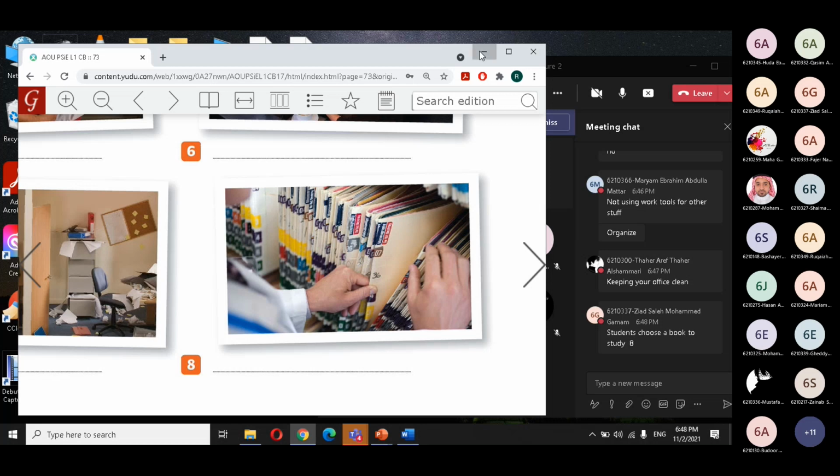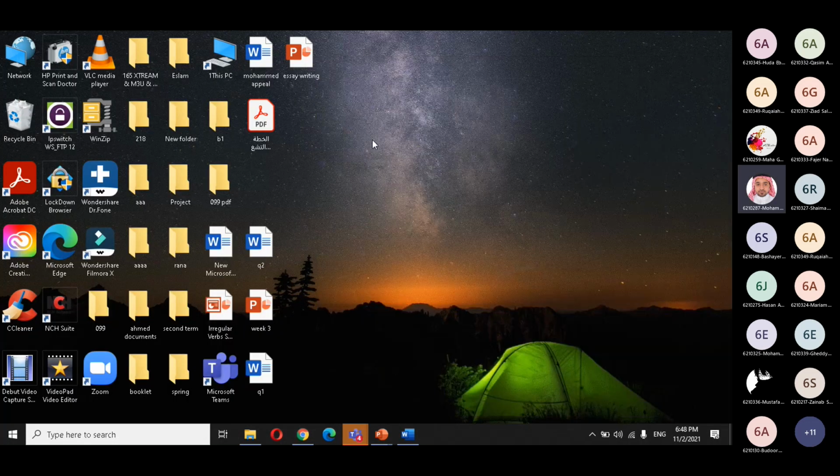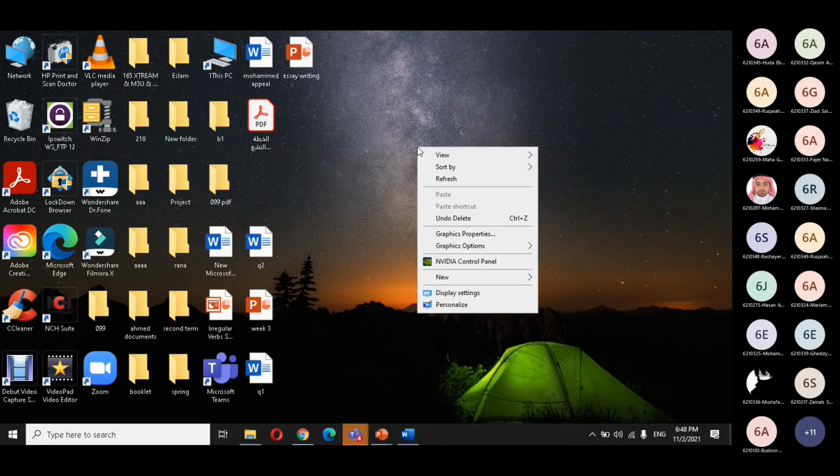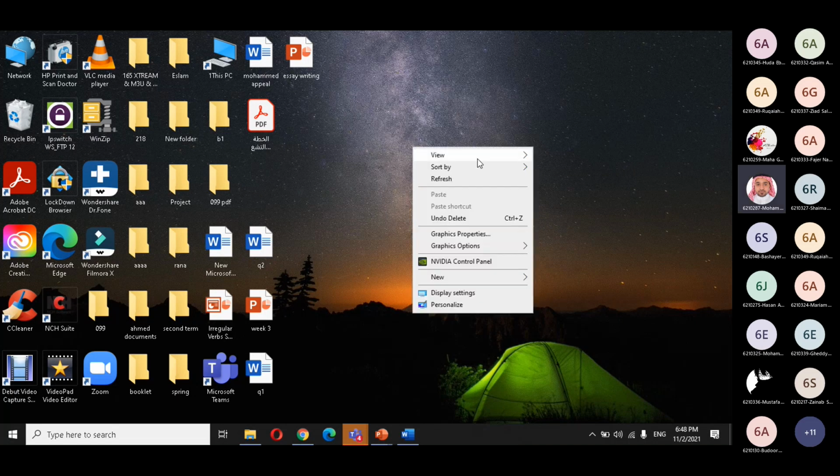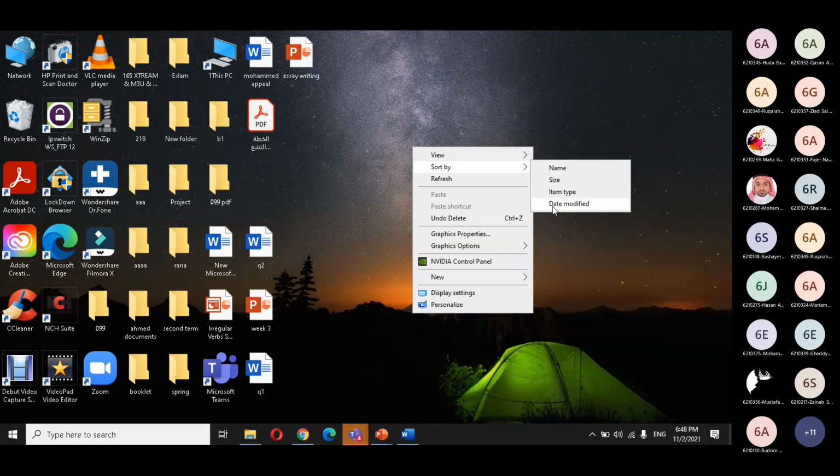You can say by type, depending on the application. If here on my desktop I sort, which means organize, I have here by name. Name means alphabetical. Alphabetical means A, B, C, from A to Z. And the last one, by date.